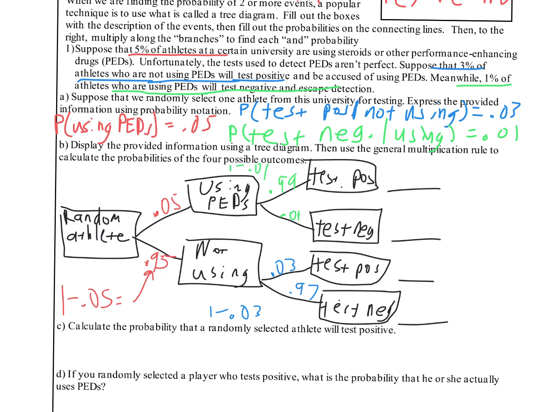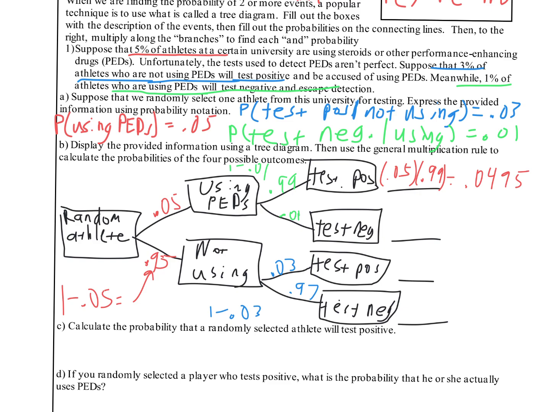And how you do this is you use that multiplication rule that we said at the top. For each branch, we're going to multiply along the branch. So the probability that they used PEDs and tested positive is the probability that they use PEDs times the probability that they test positive given that they use PEDs. We're just going to multiply along that branch, then that way, then this way, then that way. So our first one here, we're going to do 0.05 times 0.99. That's going to give me 0.0495. So out of everybody, that's the probability that they use PEDs and tested positive.